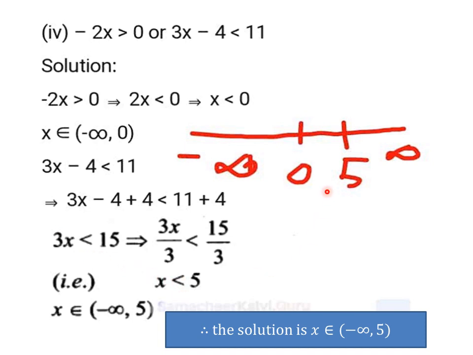X value is less than 5 means minus infinity comma 5 you will get. So now you have to see the union of both. Minus infinity comma 0 means this much you will get. Minus infinity comma 5 means from minus infinity to this 5 you will get. So when we take the union of both, minus infinity comma 5 is the bigger interval. So that is the answer. Therefore, the solution is x belongs to minus infinity comma 5.